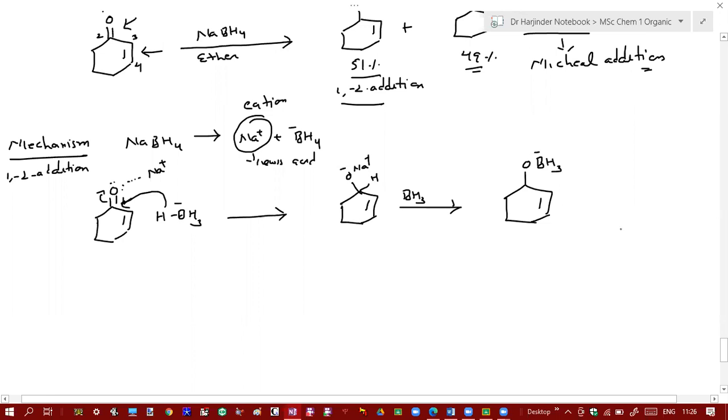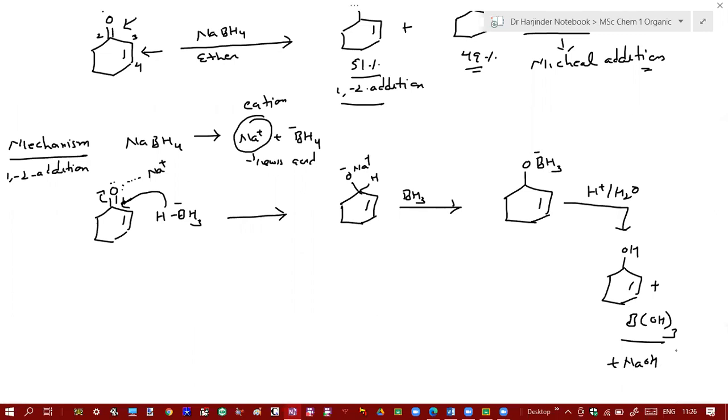And finally, if you perform its hydrolysis, it gives rise to the corresponding allylic alcohol plus boron trihydroxide plus sodium hydroxide. So this is the mechanism for 1,2 addition reaction in the case of sodium borohydride.